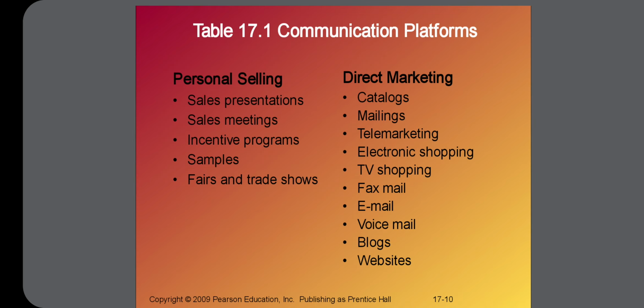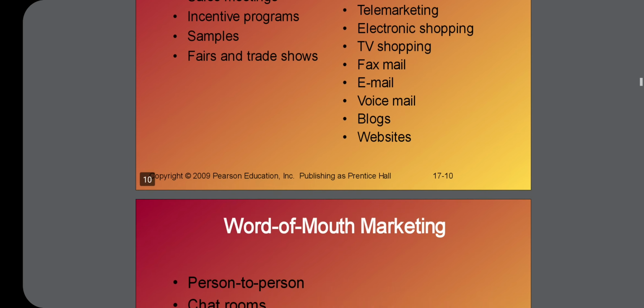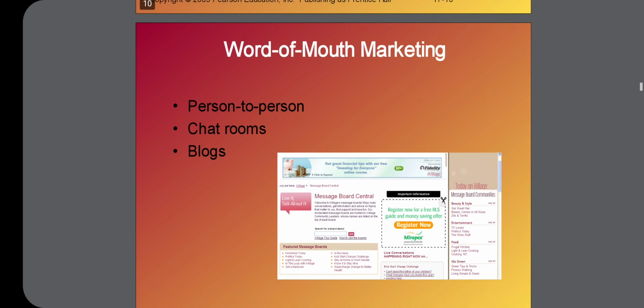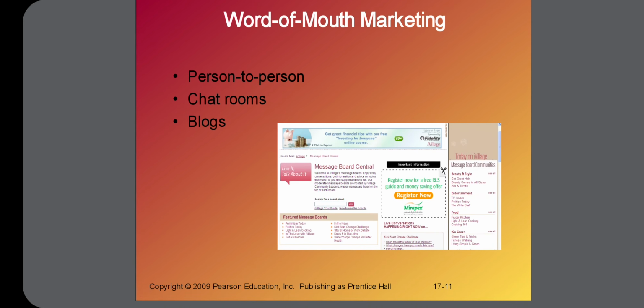So if, let us say, you've encountered an advertisement in Facebook and then you message them, that's a form of direct marketing because they will respond to your question or query regarding the matter. So word of mouth marketing, a lot of us know this kind of setting, so it could be person to person, the use of chat rooms or blogs.